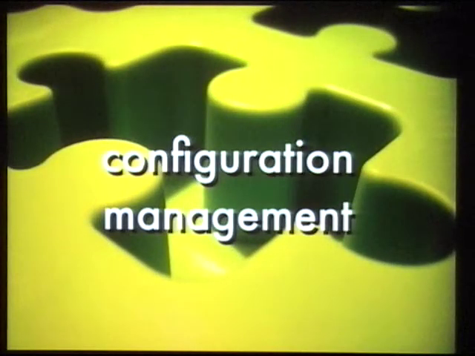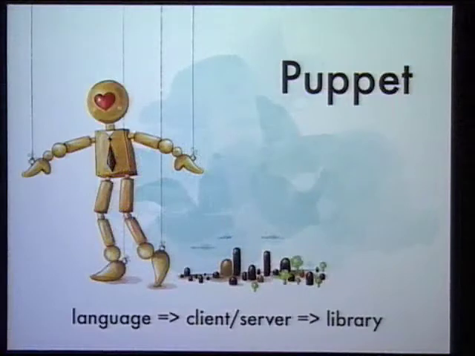Right, the next big picture thing is configuration management. So I like to use a thing called Puppet. Puppet is 3 things. It's a language for describing how you want your machines to be set up. It's a client and server for distributing that configuration. And it's a library for turning that configuration and applying it to a whole bunch of different operating systems.